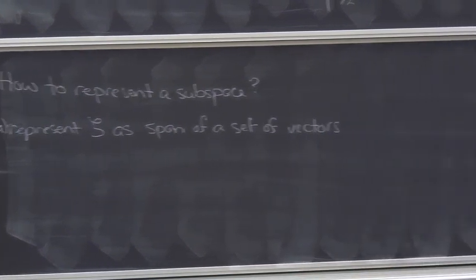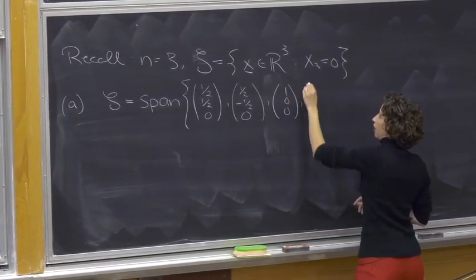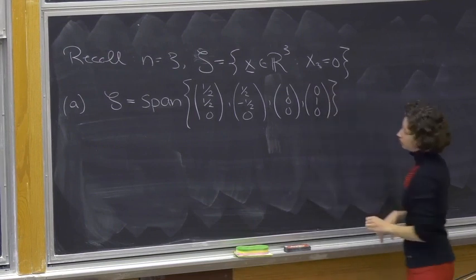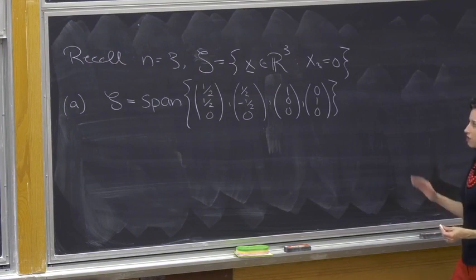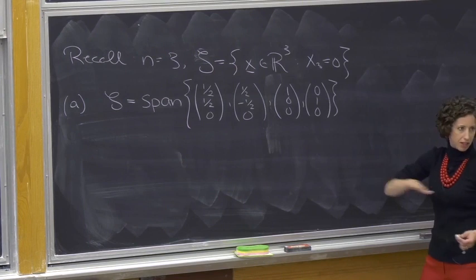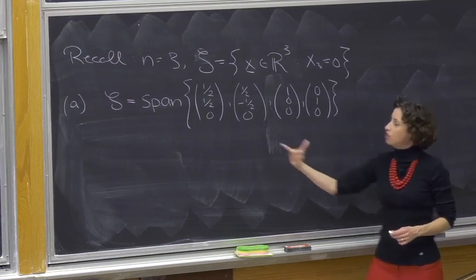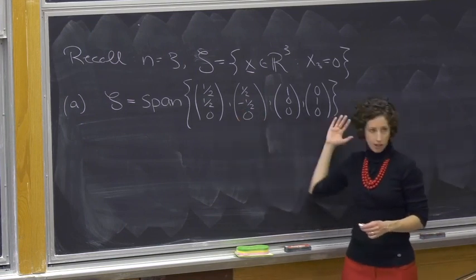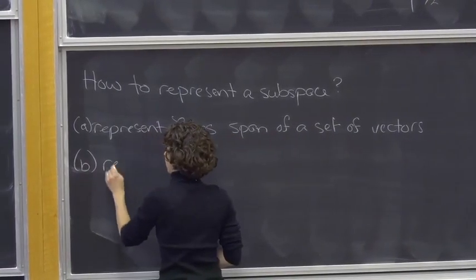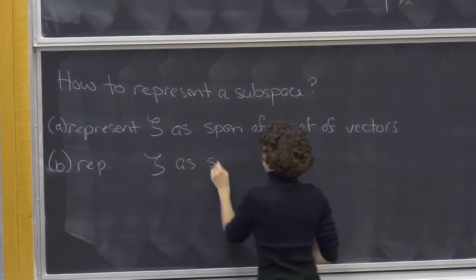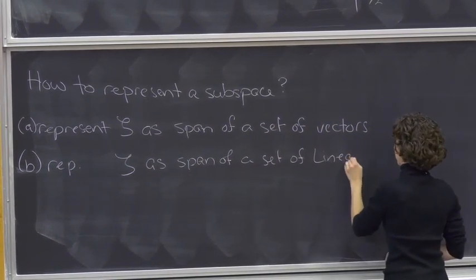In fact, I could even augment that. I could say we also have 1, 0, 0, and 0, 1, 0. It's a span of all of these vectors. But this is a little bit redundant. I don't really need all of these vectors. I don't need 4 different vectors to represent a 2D plane. Everything I need to know about the subspace is in the span of these two vectors. So this is sort of overkill. So the second option that we have is that we represent S as the span of a set of linearly independent vectors.